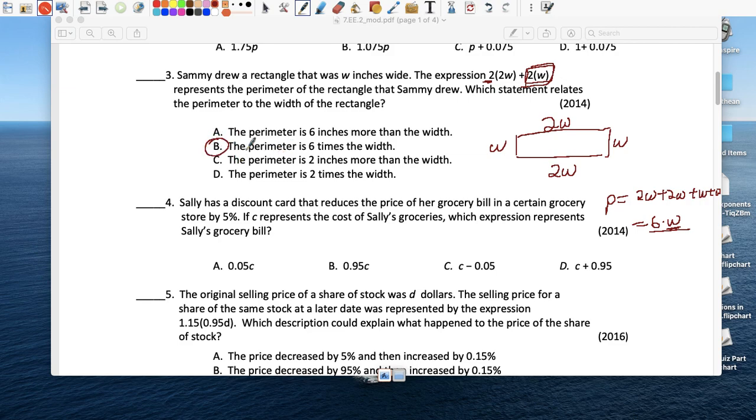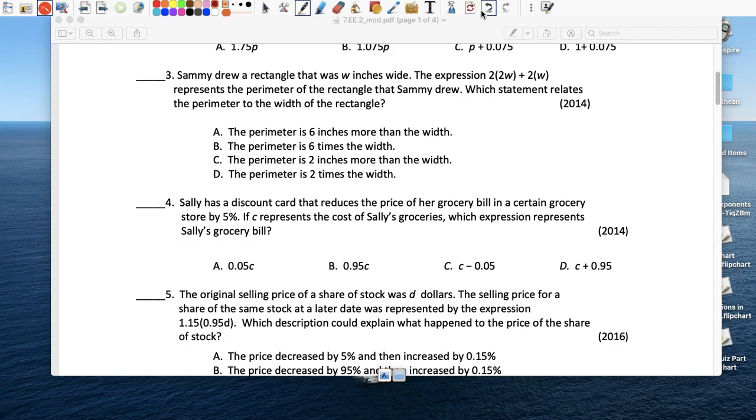Here we go. Sally has a discount, 5%. C represents the grocery bill. So again, careful. Here's her grocery bill. They're using C. So right now you have to pay for this much. She has a 5% discount. That means they take 5% off, and you're left with 95%.